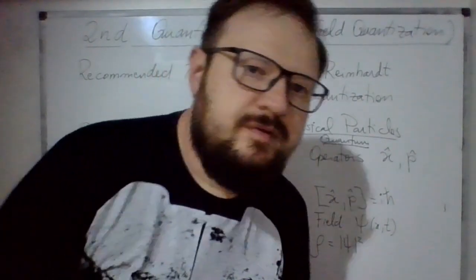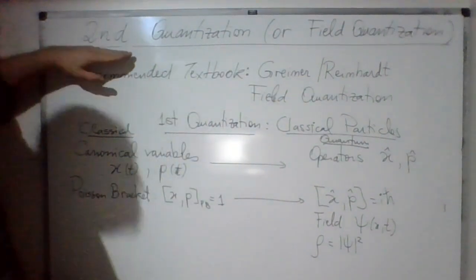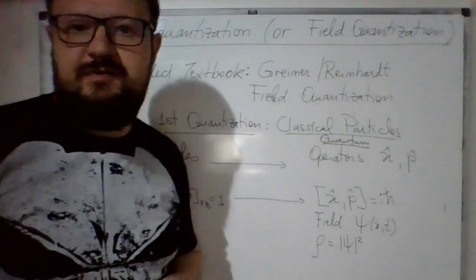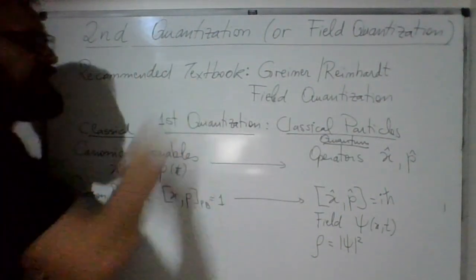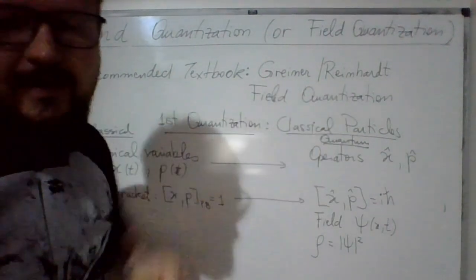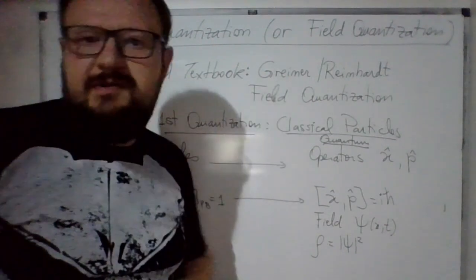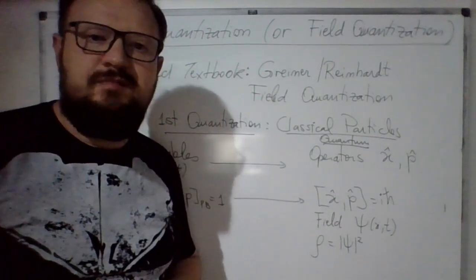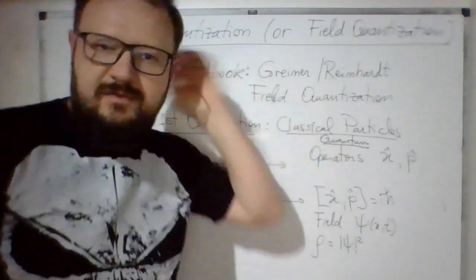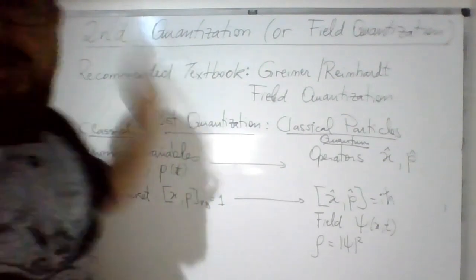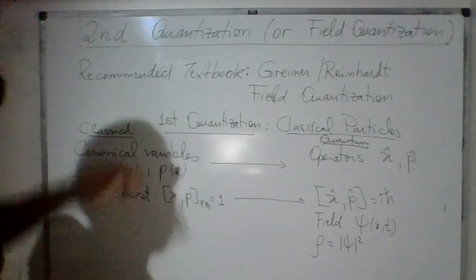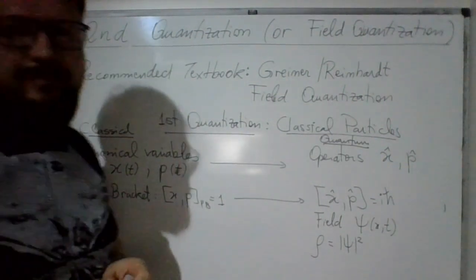In the present lecture, we will discuss the preliminaries of second quantization or field quantization. The recommended textbook will be Field Quantization by Greiner and Reinhardt. This guy, Greiner, has a series of quantum mechanics books. They are very didactical and pedagogical for many purposes. But you can also find the subject of second quantization in many other references.